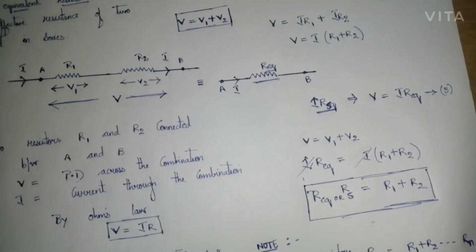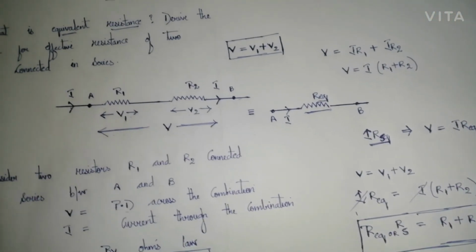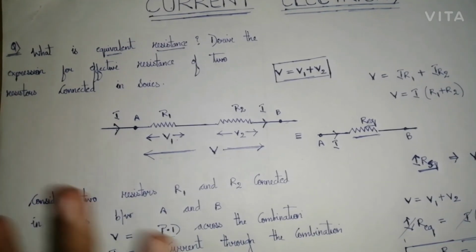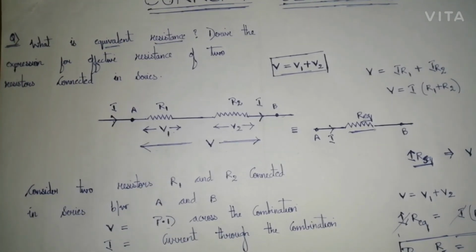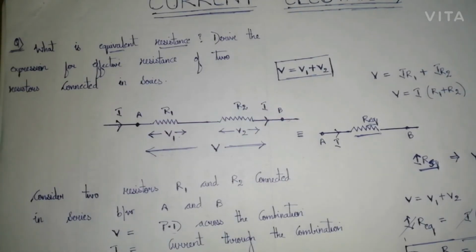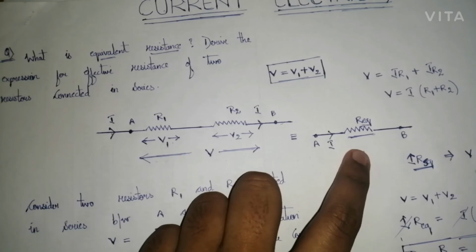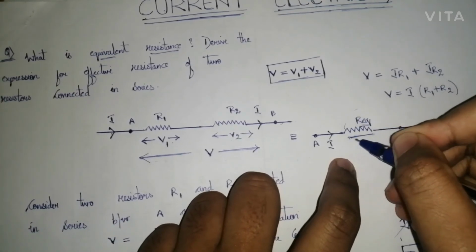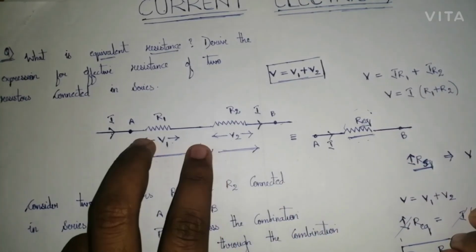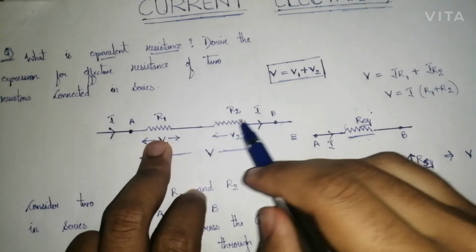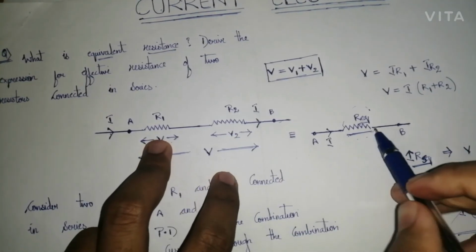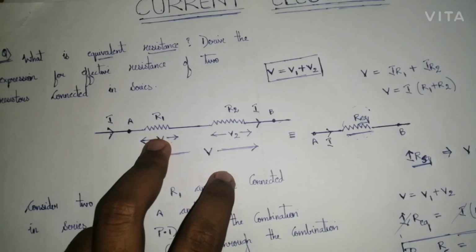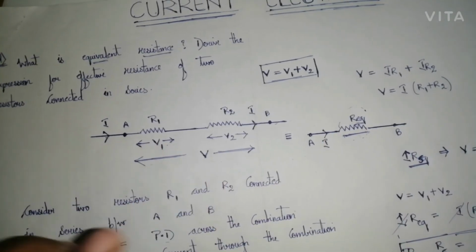That's it. These are the main topics I have covered in terms of resistance and resistance in series. Hope you have understood what equivalent resistance is. That is the same effect produced by your equivalent resistance: even though n number of resistances are connected, this one equivalent resistance gives the same effect as the n resistances.